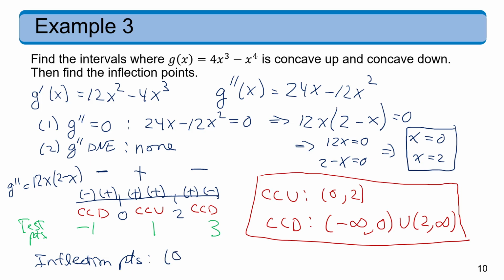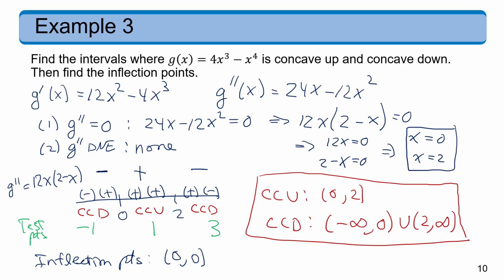Now to find the y that goes with it, it's just like plotting points. Make sure you go back to the original function, not to g prime or g double prime. And plug 0 in to get the corresponding y value. So that's clearly going to be 0 for y.